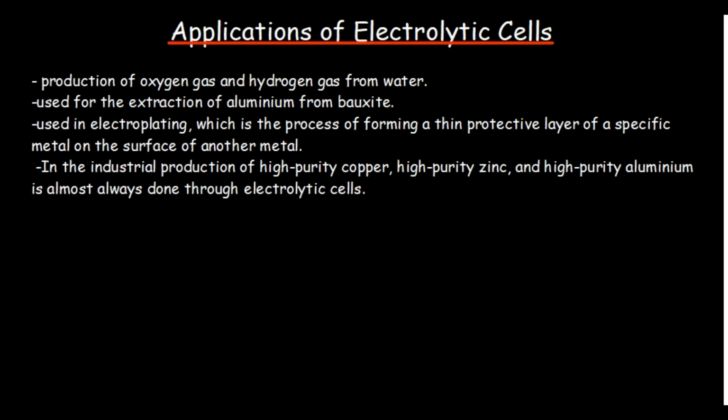So we have production of oxygen gas and hydrogen gas from water. This process is also used for extracting aluminium from its ore, bauxite. This is also used in electroplating, which is a process of forming a thin protective layer of a specific metal on the surface of another metal, and then we also use it in the industrial production of high purity copper, zinc, aluminium. Okay, so it is almost always done using the process of electrolysis.